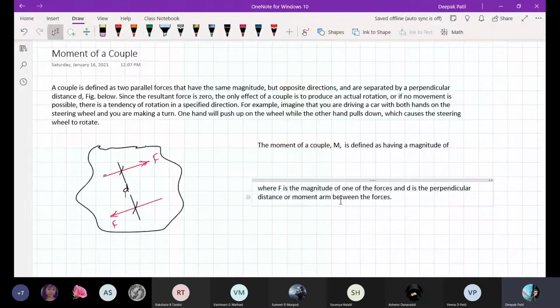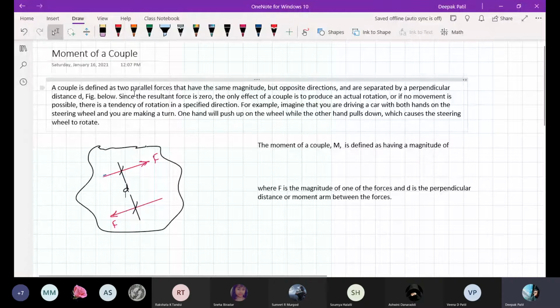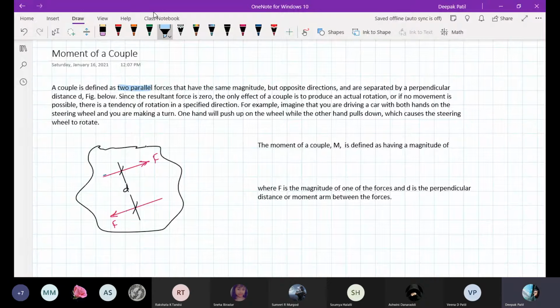Okay, there is one more concept based on the moment of a force. There is one more concept called moment of a couple. Let me just read out this paragraph and then I will explain what you mean by moment of a couple. A couple is defined as two parallel forces that have the same magnitude but opposite in directions and are separated by a perpendicular distance d as shown in the figure below.